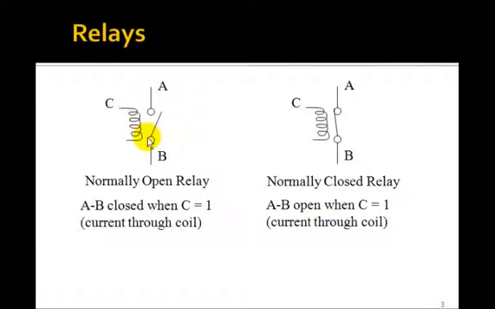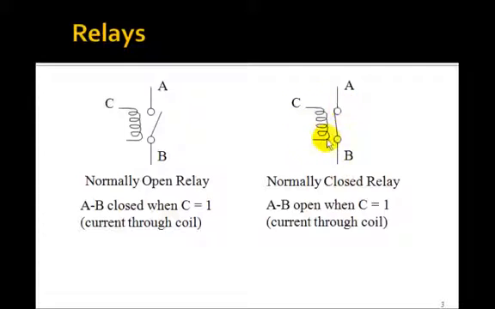Here's the symbol for a relay. A relay is a mechanical relay. You run current through this coil, which produces a magnetic field, and will cause this switch to close. So this is a normally open relay, and we'll call C equals 1 when you run current through and actually close it. Now relays come in two forms, normally open and normally closed.